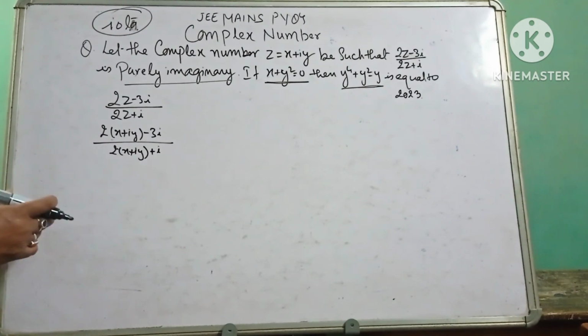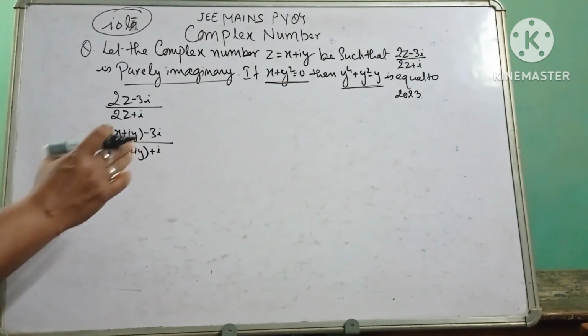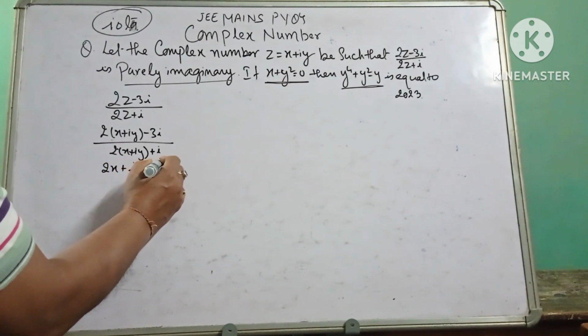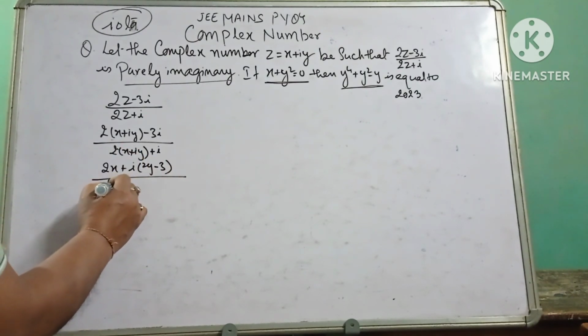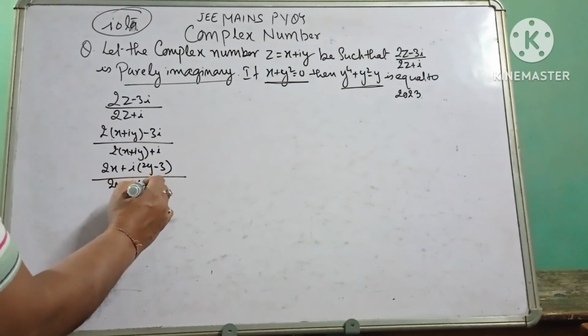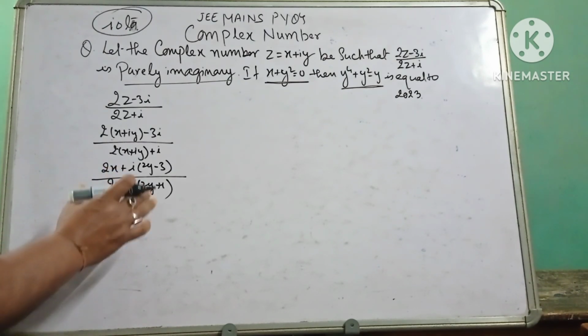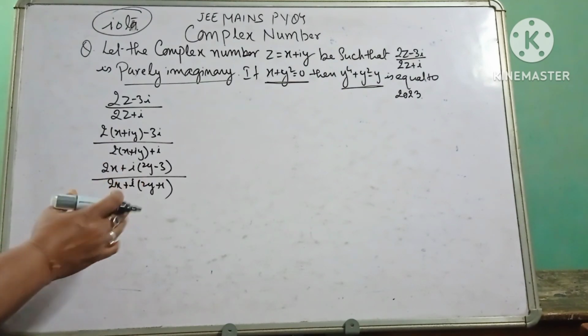So now you have to separate it into real parts and imaginary parts. Here 2x plus i common, 2y minus 3, and this is 2x plus i, 2y plus 1. You just have to separate the real part and the imaginary part. So i common, 2y plus 1, and here 2x plus i, 2y minus 3. Now you have to rationalize it. It is a simple question, but it is a little bit lengthy, and you have to work it out.